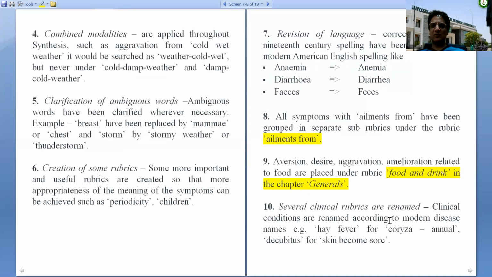Then several clinical rubrics are renamed. Clinical conditions are renamed according to modern disease names. For example, hay fever for coryza. Decubitus becomes sore. So these clinical rubrics are renamed as per the modern terminology.